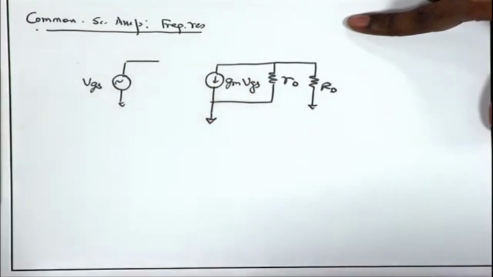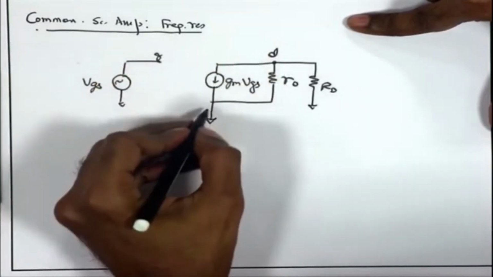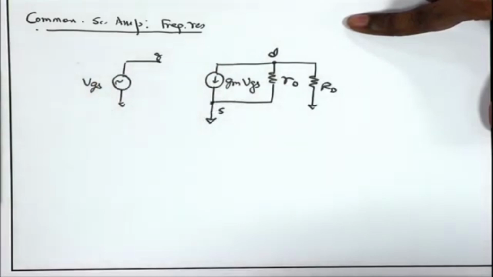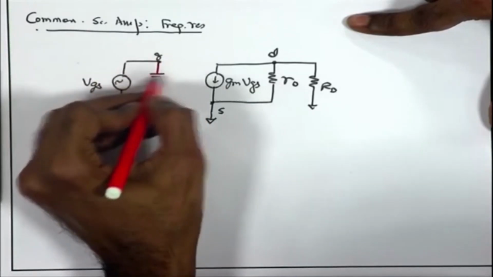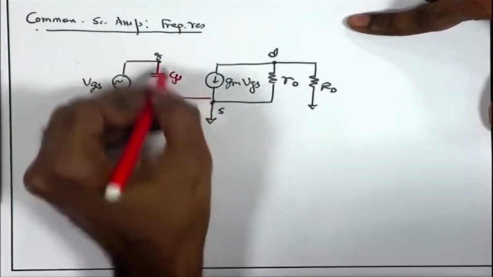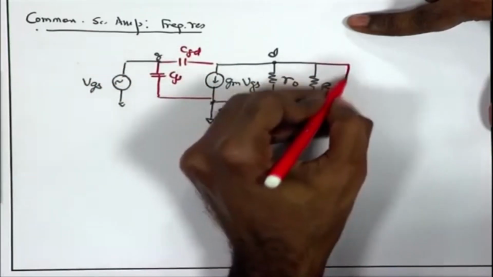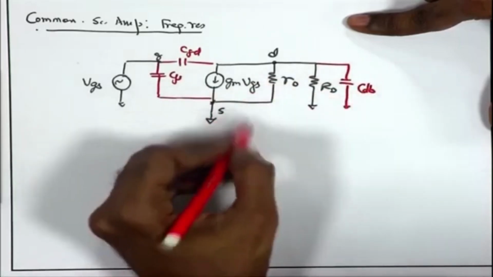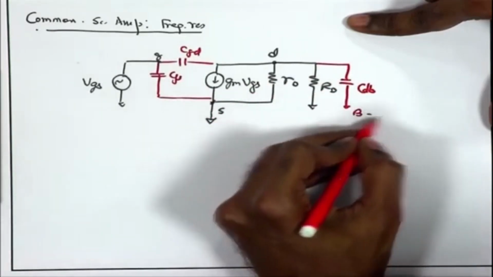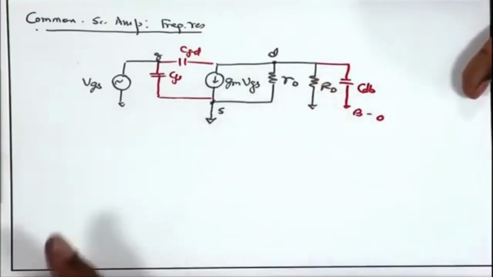So, what are the capacitances? Let me mark the terminals G, D and S, and assuming that the body is grounded. So, you will have CGS, CGD, CDB and CSB. Now, we are assuming that B is grounded, S is also grounded. So, CSB is not considered, only CDB.